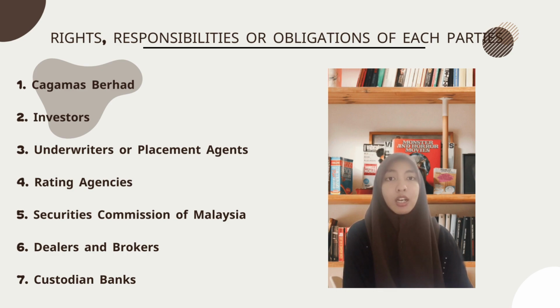Seventh party are custodian banks. They got responsibility to securely hold and safeguard the commercial papers on behalf of investor. Obligation to maintain accurate records and ensure proper settlement and delivery of the papers.